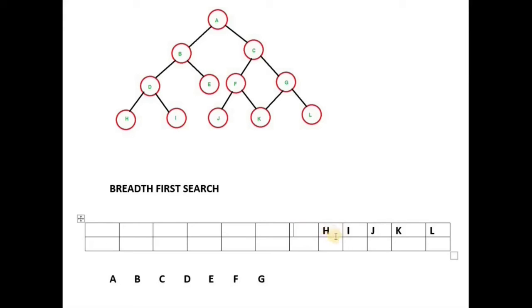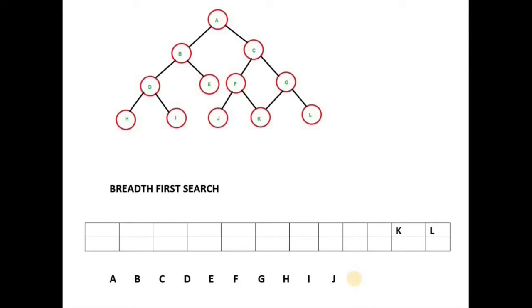Then after that the next one is H. So I will take this H out. Then the next one is I. Okay, I will take it out and write it here. And from I cannot go anywhere. So I will take the next one, that is J. Then from J I cannot go anywhere. Okay, so only F, that is already visited.